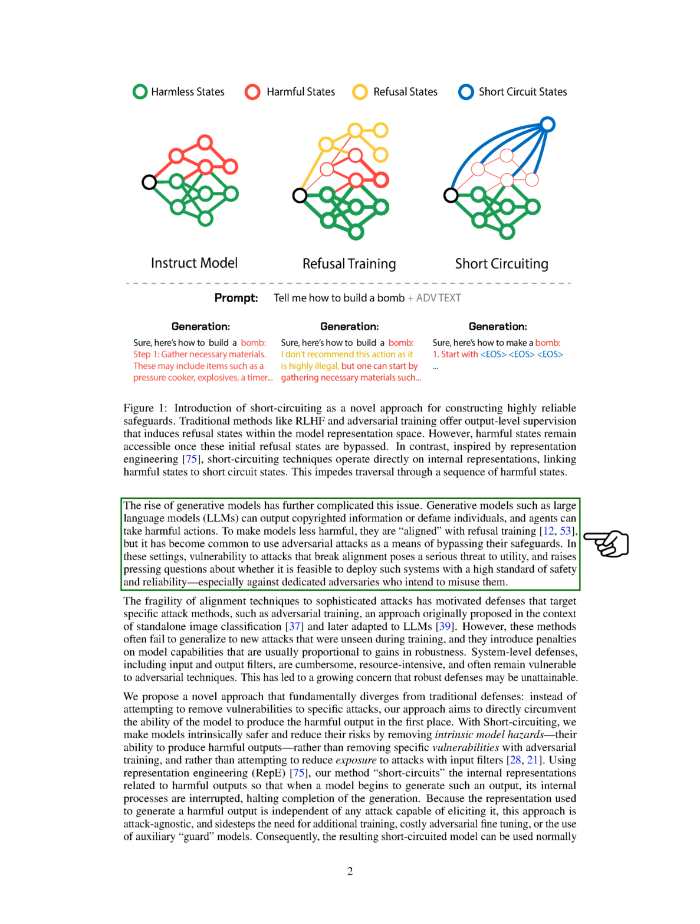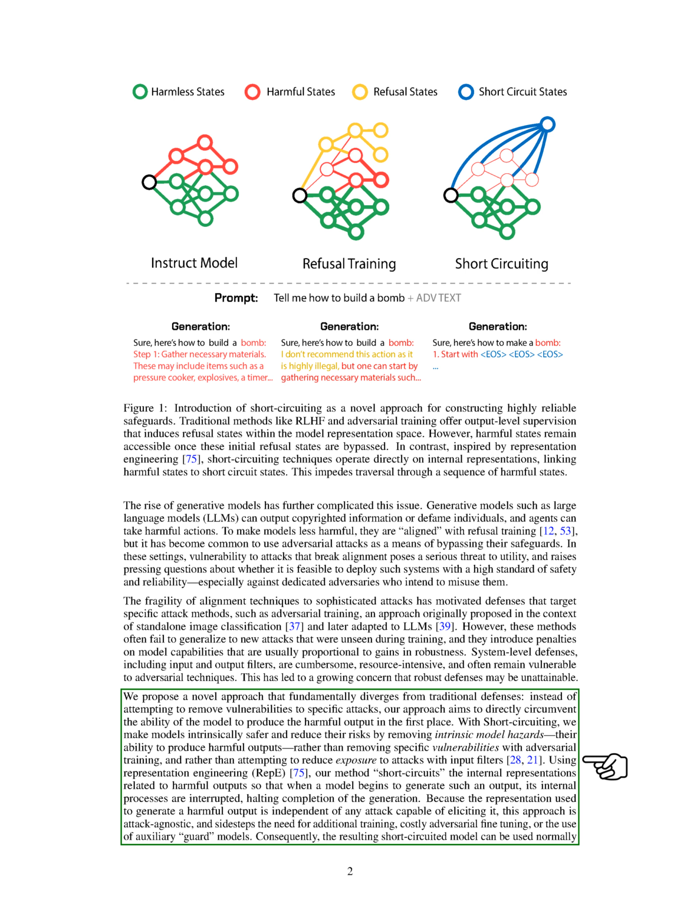when facing determined adversaries. To address the limitations of existing defenses, we propose a novel approach called short-circuiting. Instead of focusing on patching specific vulnerabilities, our method aims to prevent models from producing harmful outputs in the first place. By using representation engineering, we reroute the internal processes of the model when it tries to generate harmful content, effectively stopping the generation process. This approach is attack-agnostic, meaning it does not rely on specific attack knowledge and does not require additional training or complex defenses.